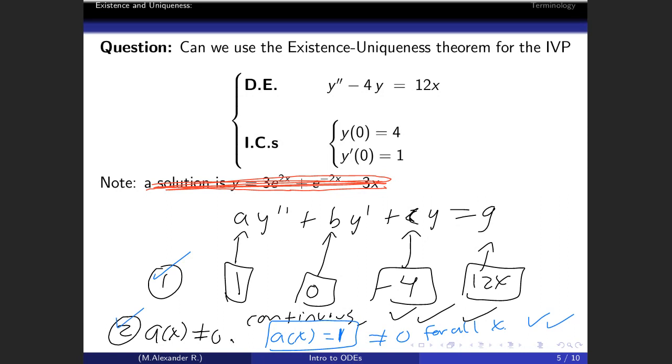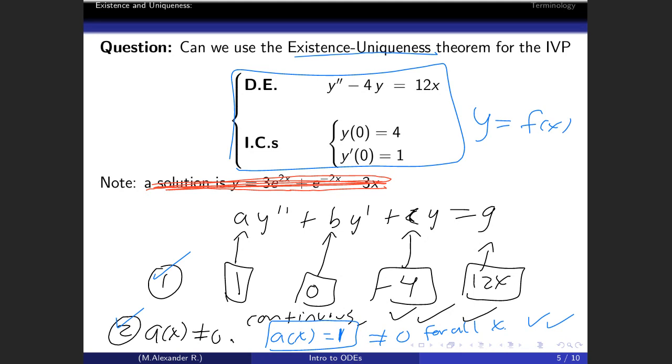And because of that, we can use the existence uniqueness theorem to say that for this entire problem, there is a function y with some formula that satisfies the differential equation and also the initial conditions. Right now, we don't know what the formula is, but we can say that there is a function y that satisfies this entire problem.